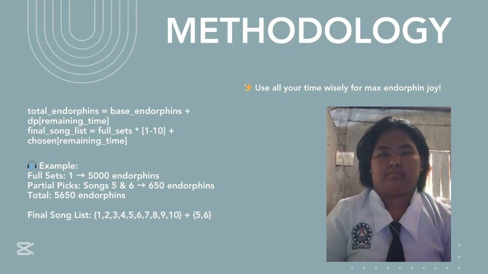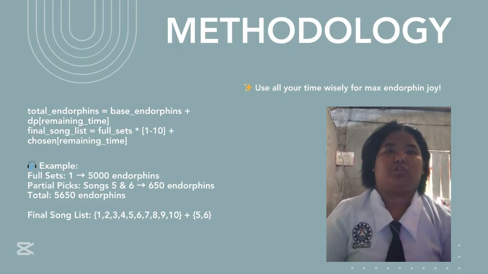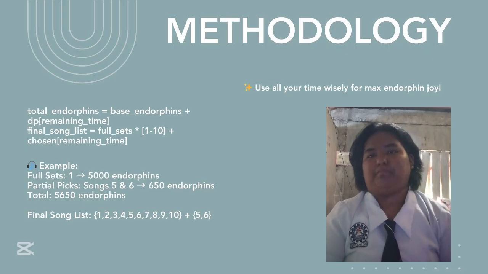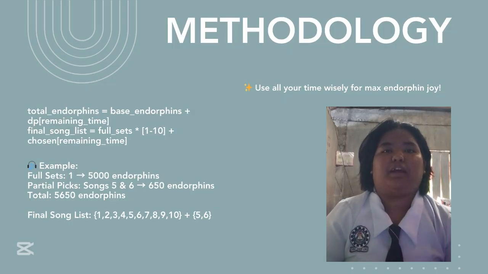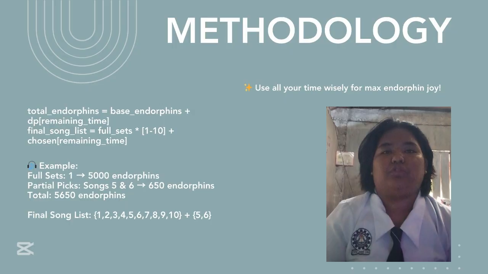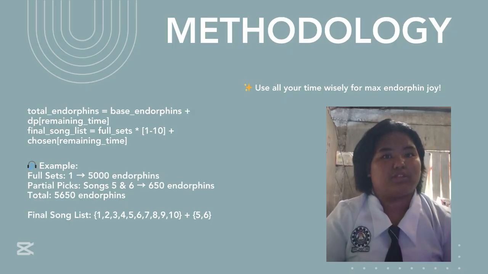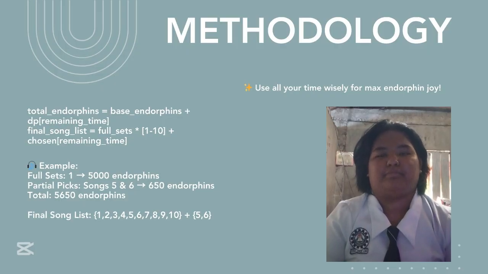Last step, step 5. Now that we have both our base and partial results, it's time to combine everything. Total endorphins is simply base_endorphins plus dp[remaining_time]. The final song list choice is made of two parts, the full sets of all 10 songs and the songs from chosen[remaining_time]. And that's it. We found the most optimal list of songs to maximize endorphins within any listening time.